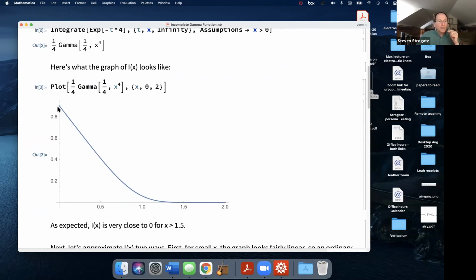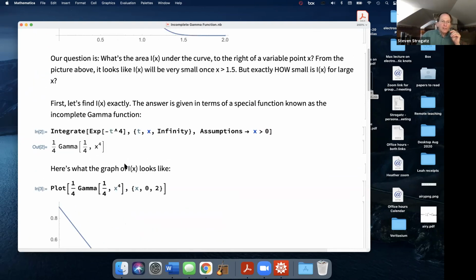So the area under the curve decreases as a function of x. I mean, remember, it's the area to the right of x. So when x is 0, that would be the total area under the curve. That's this 0.9 number that I mentioned. But then as we start pushing x out to the right, we get less and less area. It's decreasing linearly.